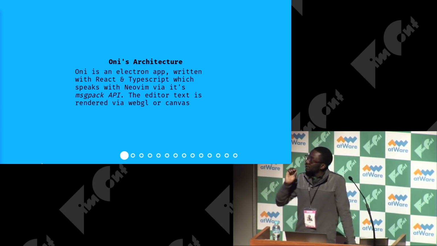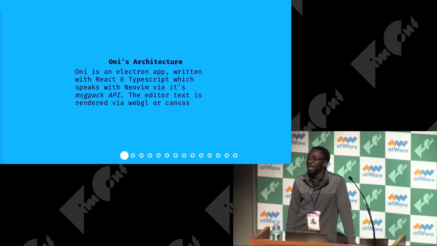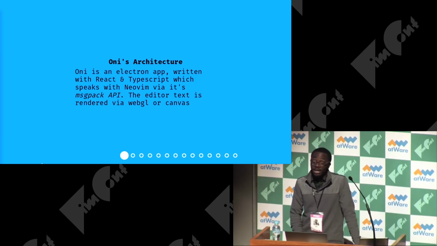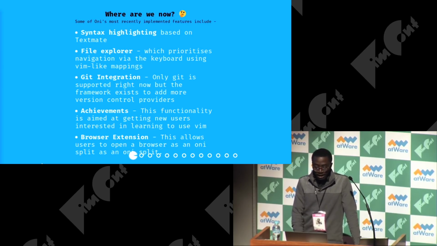So the actual content is rendered with WebGL and Canvas. We've recently switched it over to WebGL, actually, because it's highly performant. I mean, VS Code is still running a Canvas renderer, as far as I know, as is Atom. Meanwhile, we've managed to get ours over to WebGL, thanks to Manuel's amazing work on that. So where are we now?